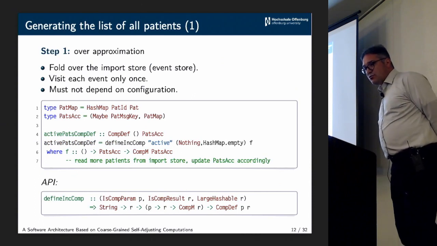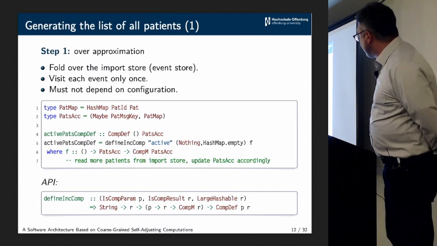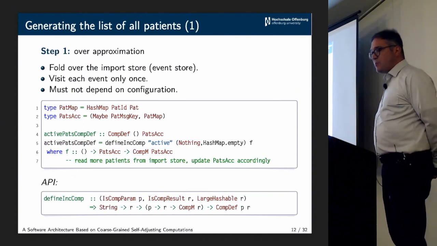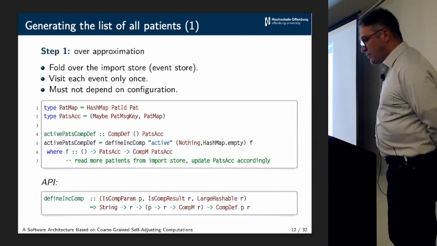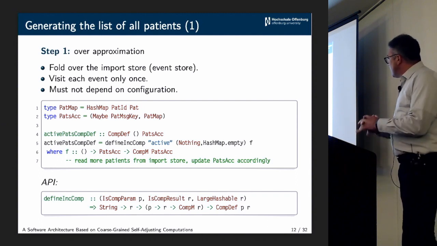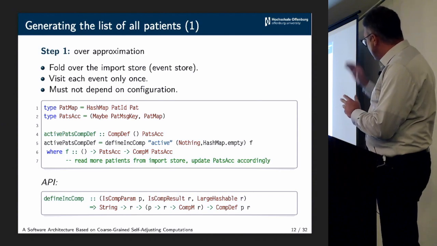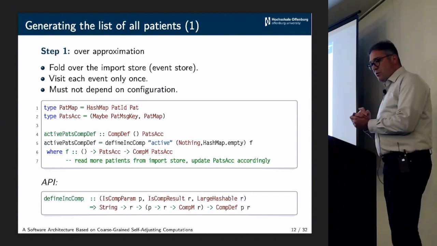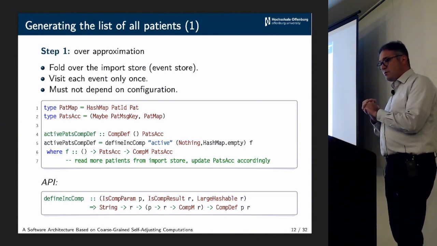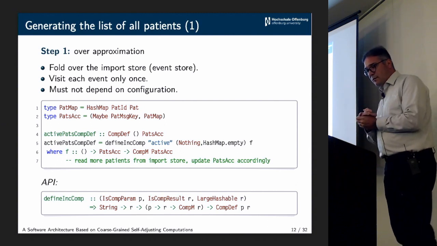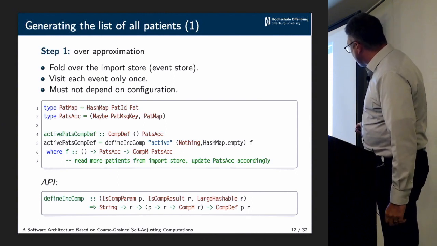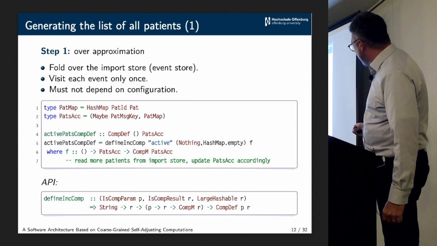Then the next part is how to generate a list of all patients. We do this in two steps. In the first part, we do an over approximation. It's basically a fold over this import store, over the event store, and we visit each event only once. And we do it in two steps because in the first step we don't want to depend on a configuration, because depending on a configuration might mean we have to visit an event a second time, and that's something we want to avoid.